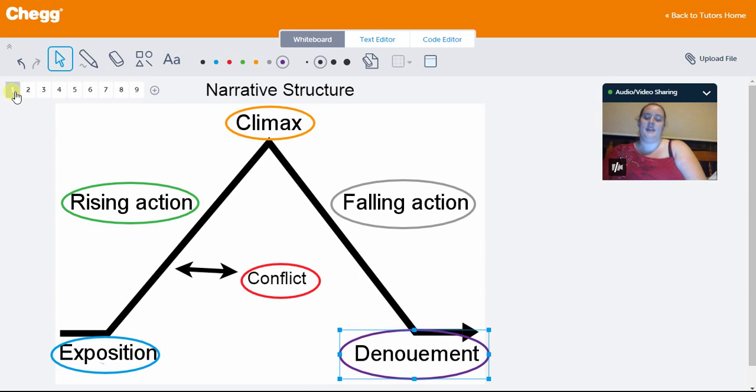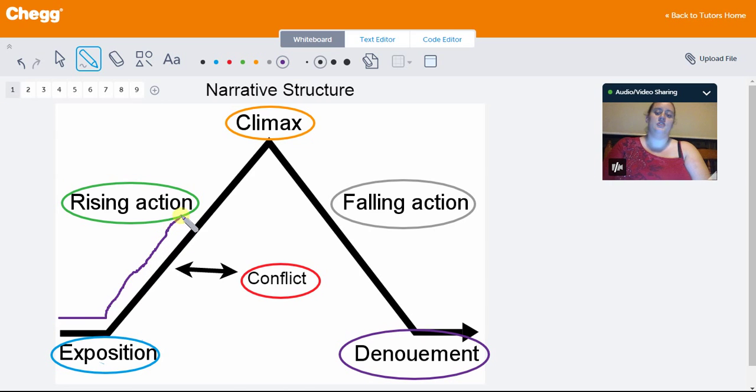So if we take a quick look at the actual diagram here, you can see that we have a flat plateau where everything is good and happy, and then the conflict is introduced. Then all the extra details that make up the structure lead to the climax. Once the climax happens, you see a steady flow of details that are wrapping up into the present at the bottom, which is denouement, where everything is back to normal, where everything has been resolved.